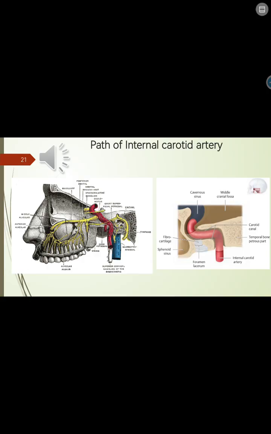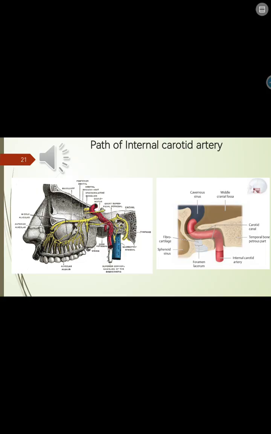Now we can follow the course of the internal carotid artery in both pictures. The artery first enters the thickness of the bone from the inferior surface of the petrous part and then exits from its apex and runs in the carotid sulcus on the lateral surface of the body of the sphenoid bone, as you can see in the right picture. The course of the carotid artery is S-shaped.